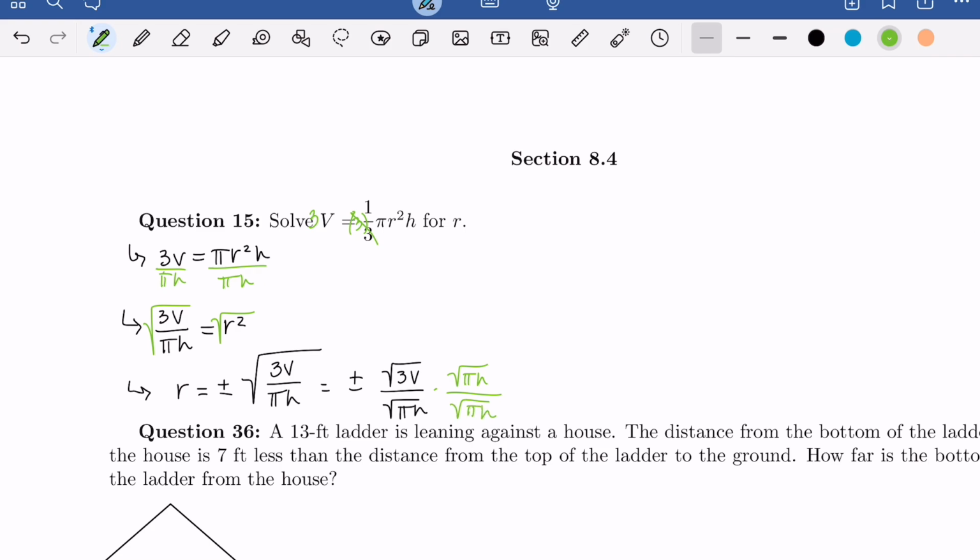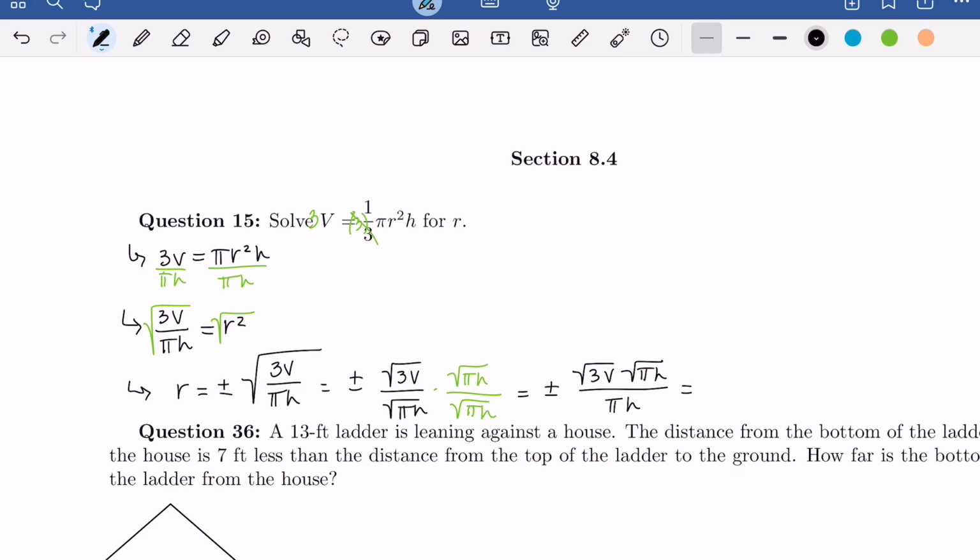Doing that, we're going to get plus or minus the square root of 3v times the square root of pi h all over, if you take the square root of pi h and multiply it by the square root of pi h, these radicals are actually going to cancel out, so we're just left with pi h in the denominator. So that's how we're rationalizing the denominator.